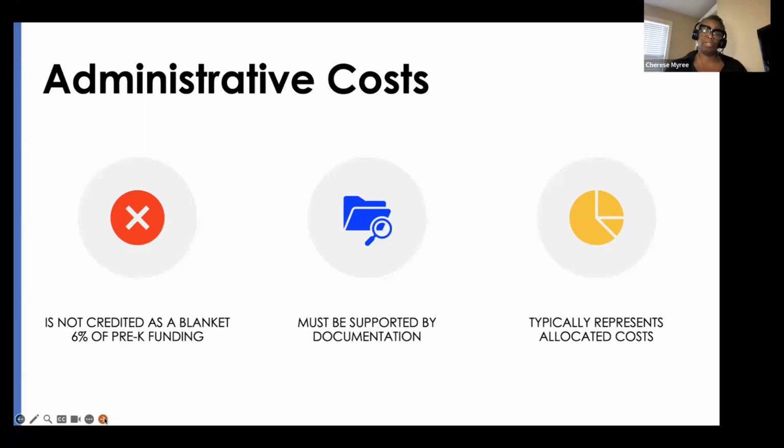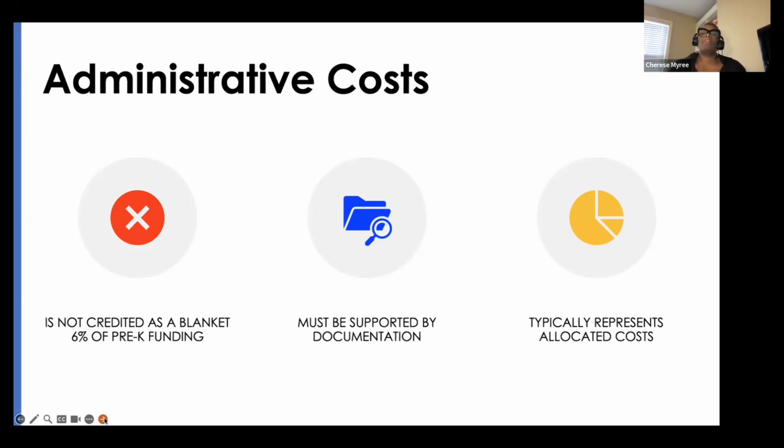A good way to do that could be something like time. So if your director keeps timesheets, and a lot of you have these sophisticated timekeeping systems where they can clock in and out according to what they're doing, they can track their time for administrative duties associated with pre-K. Maybe you want to use enrollment, so pre-K enrollment versus non-pre-K enrollment for the whole organization. That's a great way to document it.